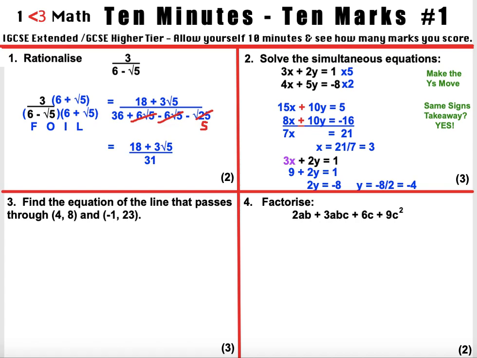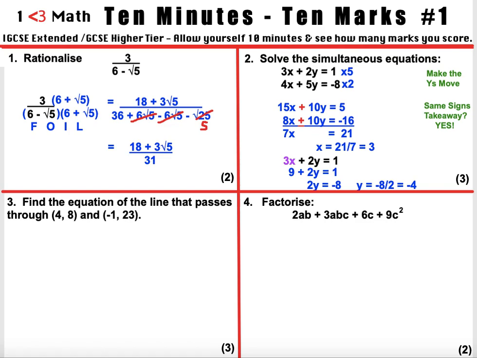9 plus 2y equals 1. So we subtract 9 from both sides. We've got 2y equals 1 take away 9, which is minus 8. Divide by 2, y equals minus 4. And there's 3 marks. If you feel like you've got some of the working out correct, give yourself 1 or 2 marks, but be honest.